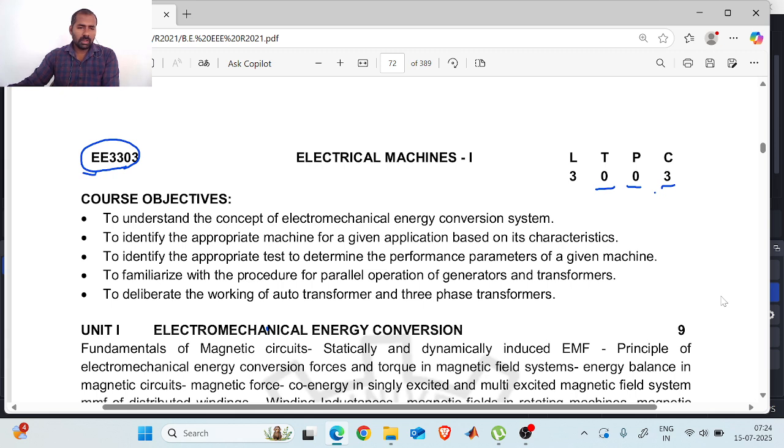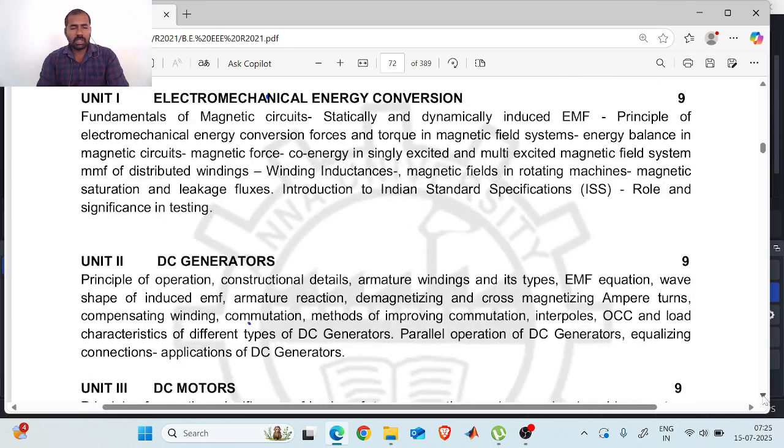In this third semester we are going to study one of the electrical core subjects. That is Electrical Machines 1. The subject code is W3303 and the credit is 3. So it is a 3 credit paper, and let's see unit wise what the units are and what we are going to study in each unit. That everything we'll see now in short, right?